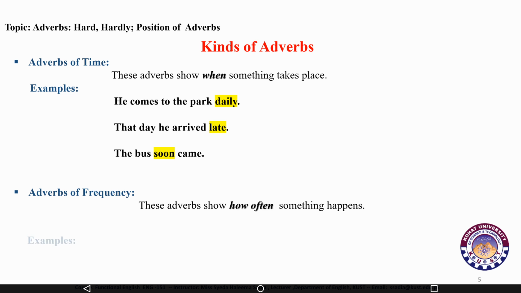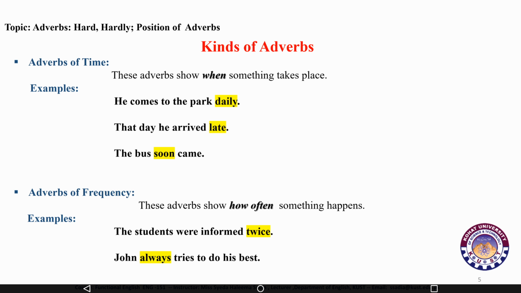So we can understand it better from the examples, like the students were informed twice. How often they were informed? They were informed twice. Then John always tries to do his best. How often John tries to do his best? He always tries to do his best.